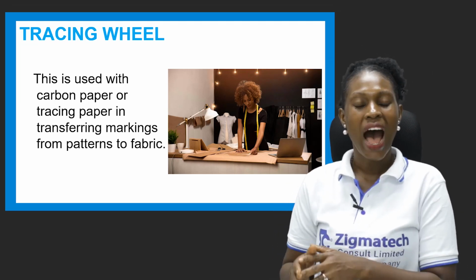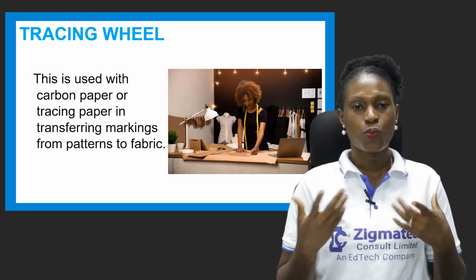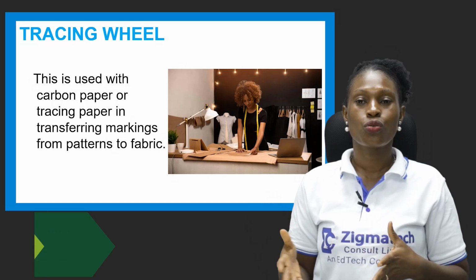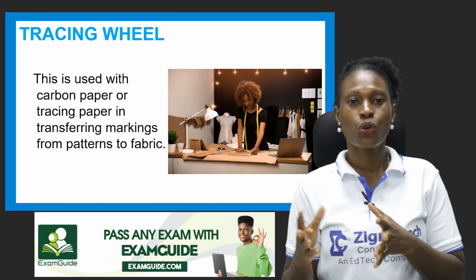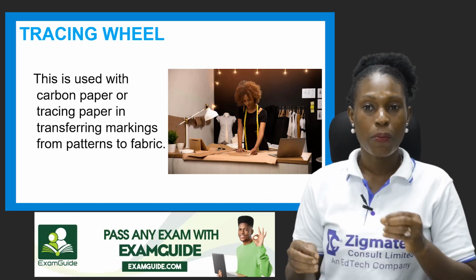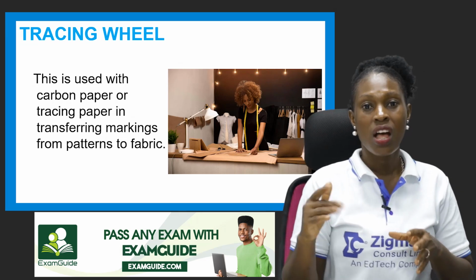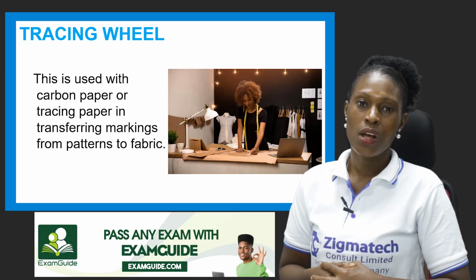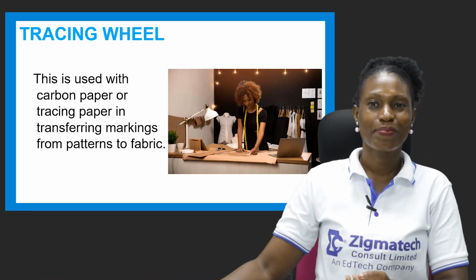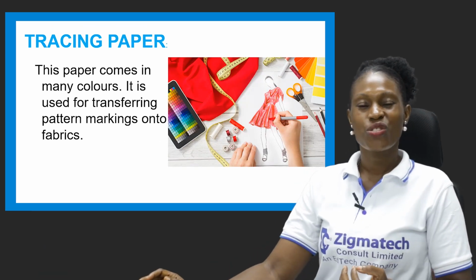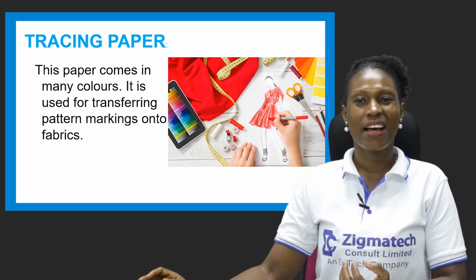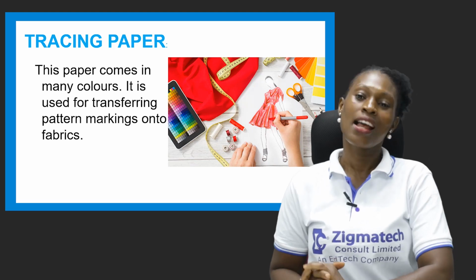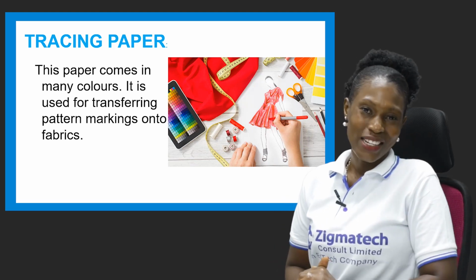Okay, now if you've had your patterns, this is mostly used by designers. They've made designs from carbon paper and they want to transfer the markings to the fabric, so they can transfer it using the tracing wheel to achieve that. Now the other one we have is tracing paper. Now this paper comes in many colors. It is used for transferring pattern markings onto fabrics.